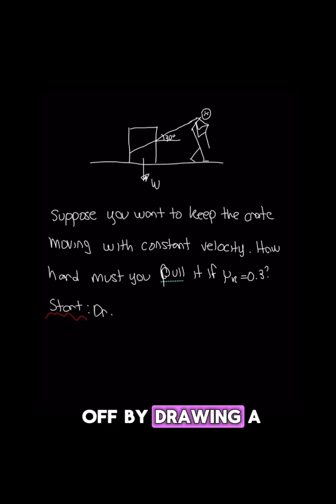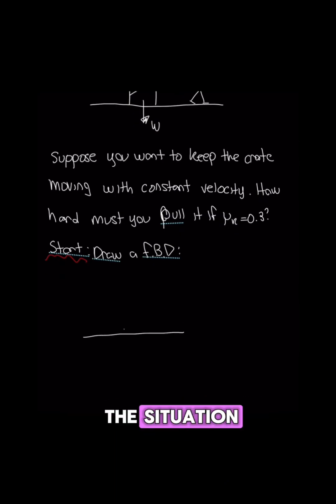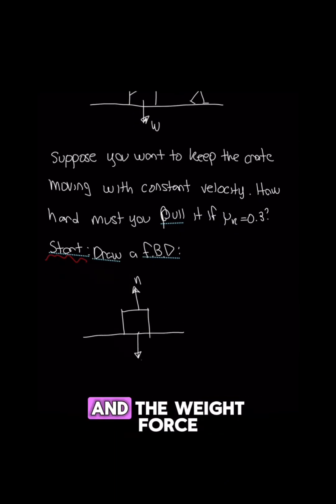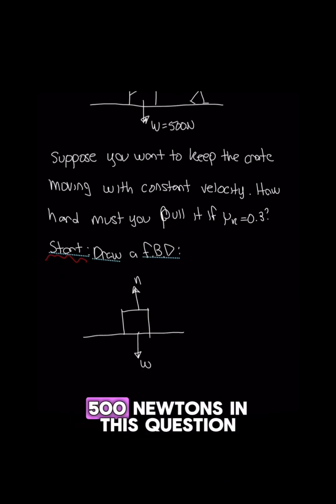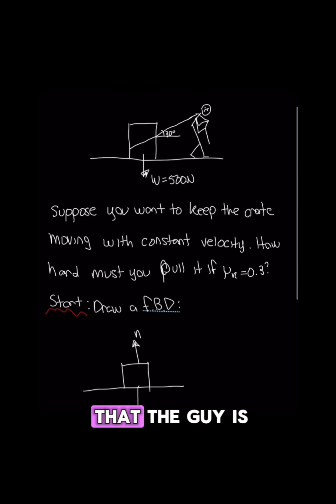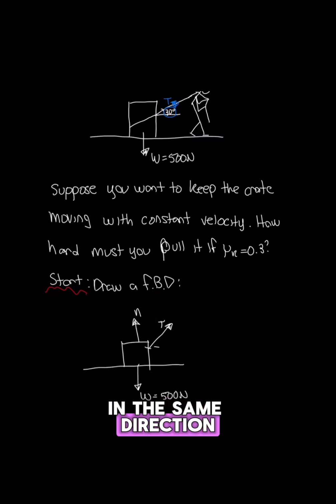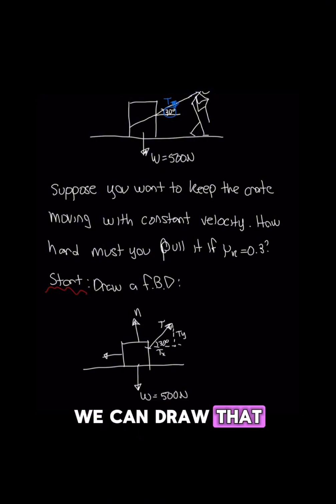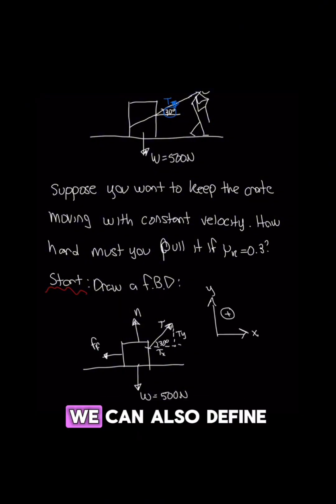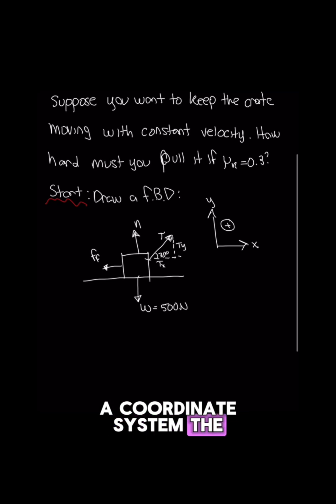So we can start off by drawing a free body diagram for the situation. So we have our mass here, the normal, and the weight force. Noting that the weight force is going to be 500 newtons in this question. I forgot to put that. The guy is pulling the rope, so there's going to be a force of tension in the rope in the same direction as the applied force. We can draw that here at an angle of 30 degrees. We can also define a coordinate system, the x and y, and it's going to be positive in this direction.